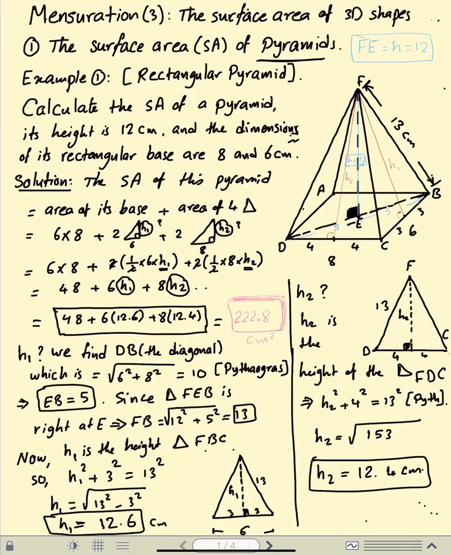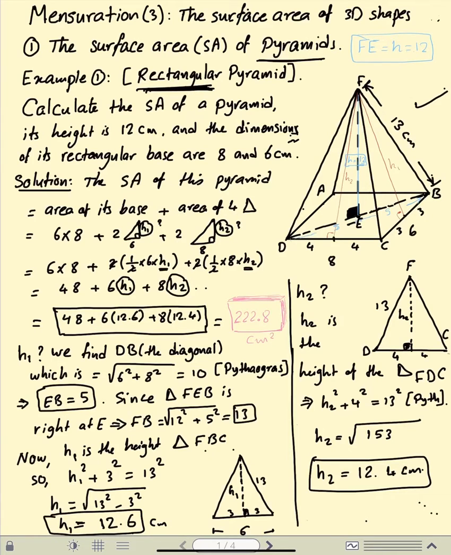Alright, let's start explaining how you calculate the surface area of a pyramid. We know that the surface area of the pyramid depends on its type. Since the pyramid that we are doing now, its base is a rectangle, a four-sided figure, so it has 4 triangles.